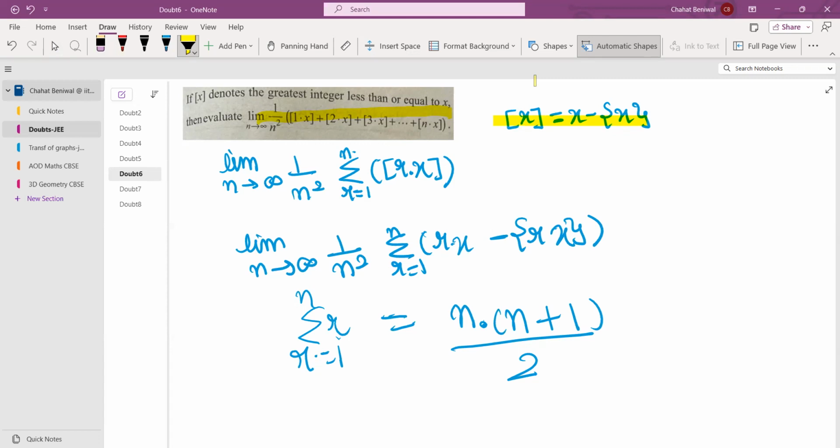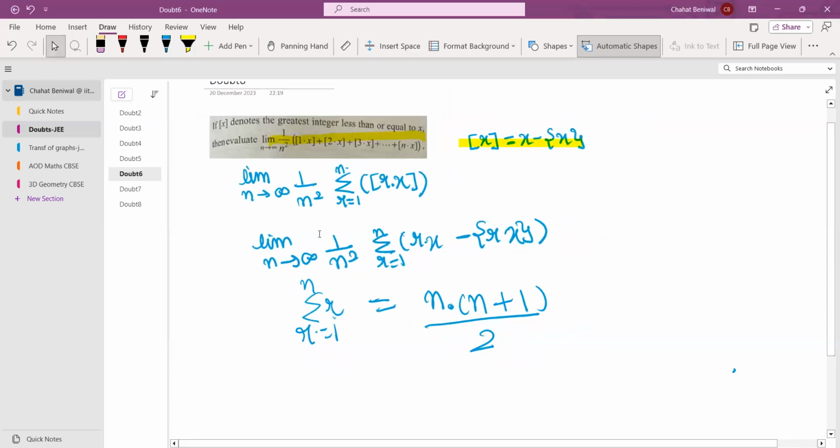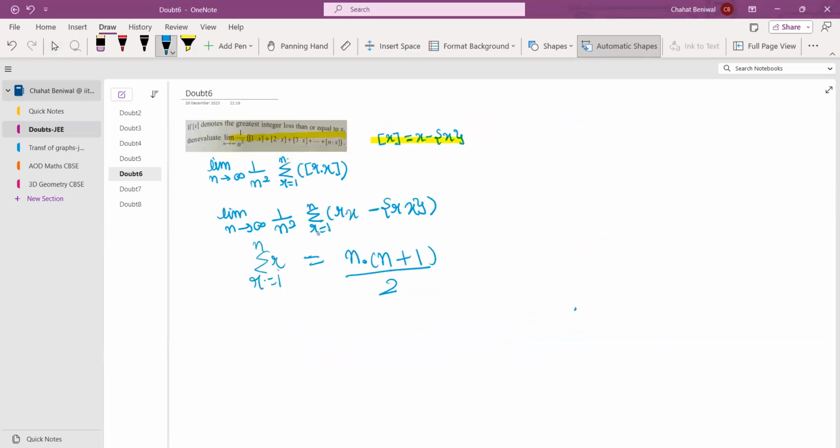Then we know that in the summation of r, since x is constant and only r is varying, I'll take x out, and we just need to consider the summation of r, which is equal to this. This was just the calculation part. So now I'm going to split the limits, with infinity upon n square, and I can take x also here, so it won't matter.